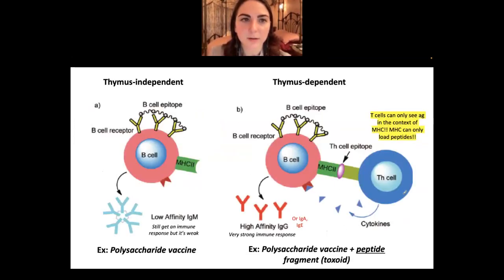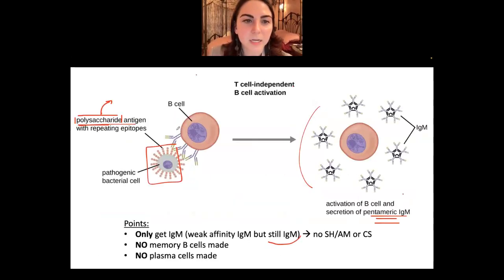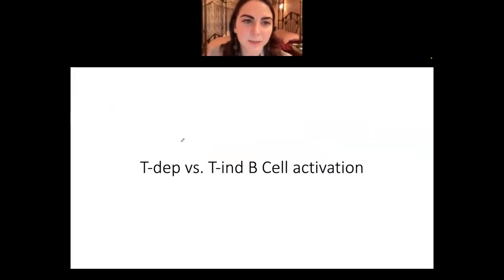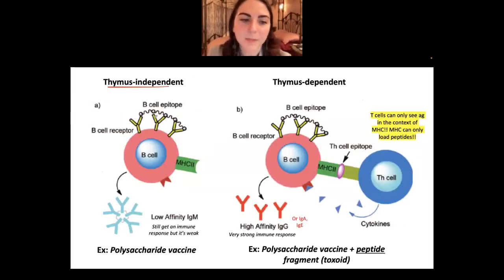So here's a summary of what we just talked about. T independent, again, it's going to be like a polysaccharide. It's going to be something that just cross-links, and I should have pointed it out here, it does cross-link the B cell receptor, so it has to be big enough to do that. If you just have a little polysaccharide like this, you're not going to get B cell activation. It has to at least cross-link some of the B cell receptors. So this is another example. A lot of the time it is a polysaccharide, because they're really long and can cross-link all the B cell receptors.